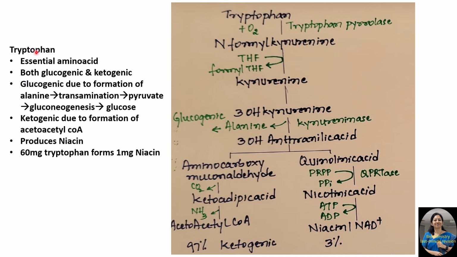Now, just to summarize this, tryptophan is an essential amino acid which has to be consumed in the diet. It is both glucogenic and ketogenic. It is glucogenic because 3-hydroxykynurenine forms alanine, and this alanine undergoes transamination to form pyruvate, and pyruvate undergoes gluconeogenesis to form glucose. That is why tryptophan is glucogenic. Ketogenic because it forms acetoacetyl CoA, which will enter the ketogenic pathway. Apart from that, tryptophan produces niacin. 60 milligrams of tryptophan forms 1 milligram of niacin. This is the most important MCQ that will be asked in your university exam or the internal assessment exam.